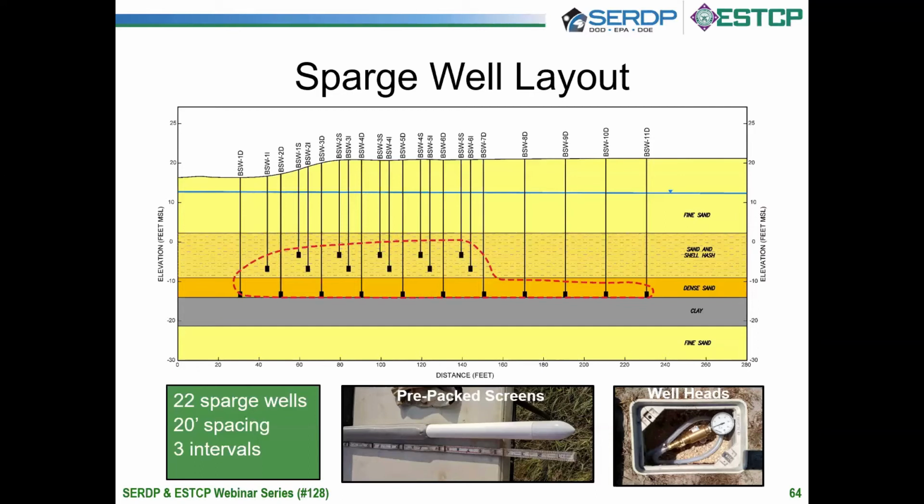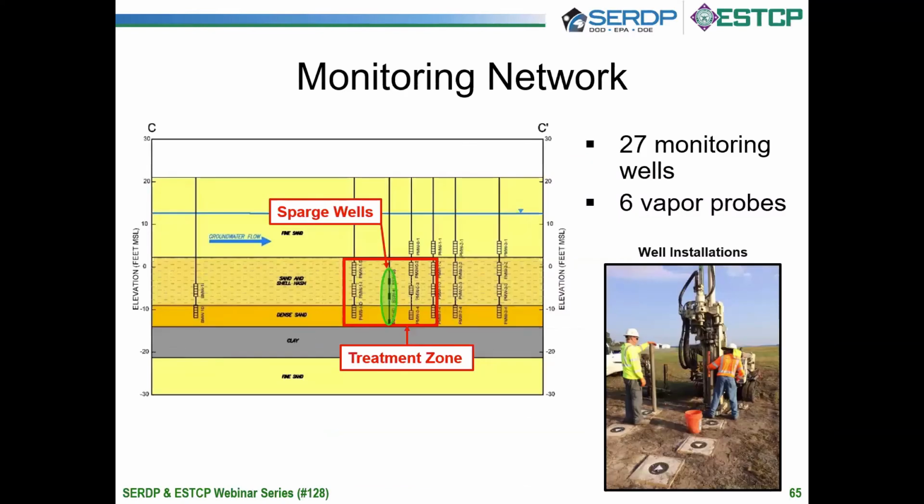That copper colored fitting there is a flashback arrestor that, should there be an unlikely combustion within the well because of the gases we're using, would prevent that from getting back to the system. We had several of them within the system as well as fail safes. The monitoring well network was extensive for this project. We had a total of 27 monitoring wells and 6 vapor probes.